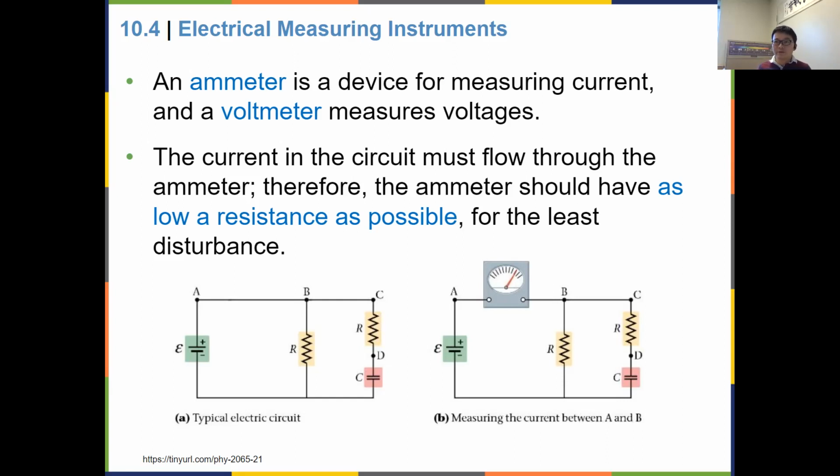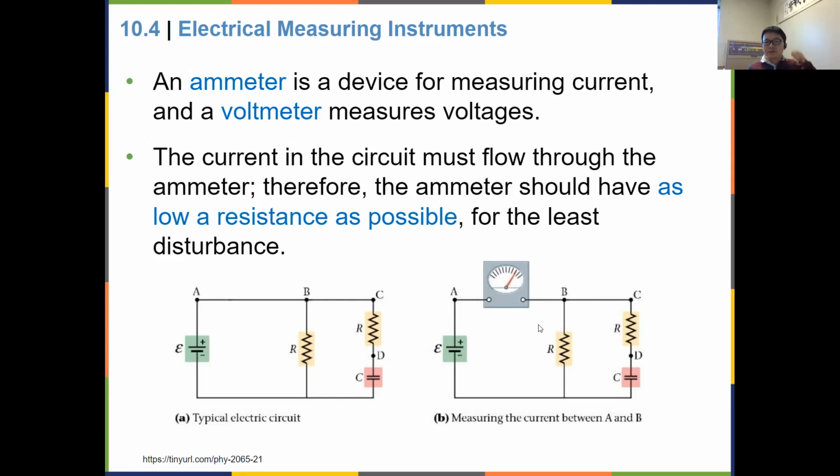There are several types of instruments used to measure the current of the circuit and the voltage of the circuit. Those are the two major ones. A device that measures current is called an ammeter, which means ampere meter. A device that measures voltage is called a voltmeter, voltage meter. The ammeter is used so that the current flows through it, which means the ammeter should be in series with the part of the circuit whose current you are interested in, and its resistance should be as small as possible so that it does not interfere with the other elements in the circuit.